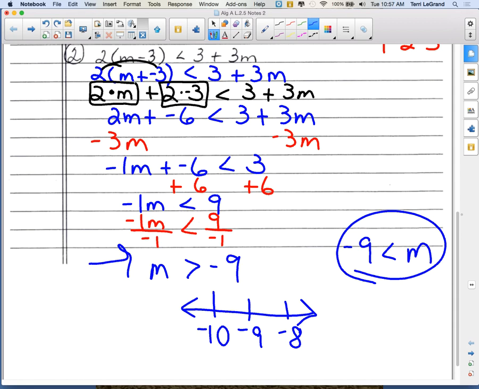Do I have a good number line sense? That's always one thing I want to check. Do I have an open or closed circle at -9? Open. Which way should I shade?